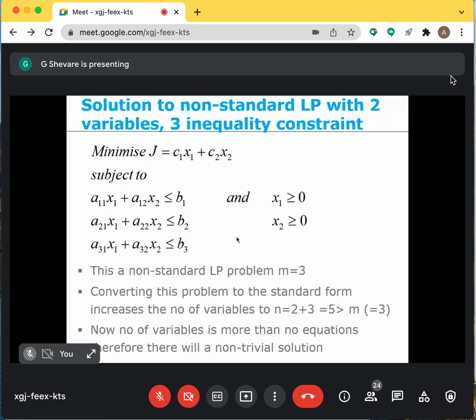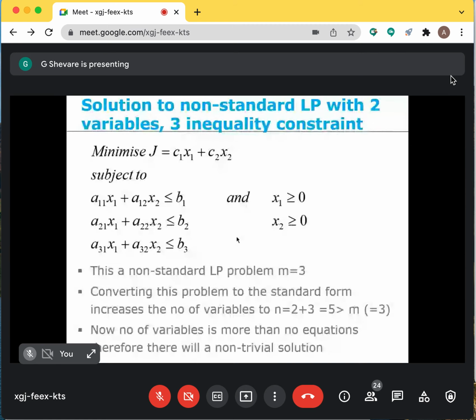As I said, linear equations with inequality constraints will have to be converted into equality constraints. So a11 into x1 plus a12 into x2 less than or equal to b1 is not an equality constraint. It will have to be converted to an equality constraint. We need to do this by adding a slack variable, or the other variable, I forgot the name. Surplus variable.